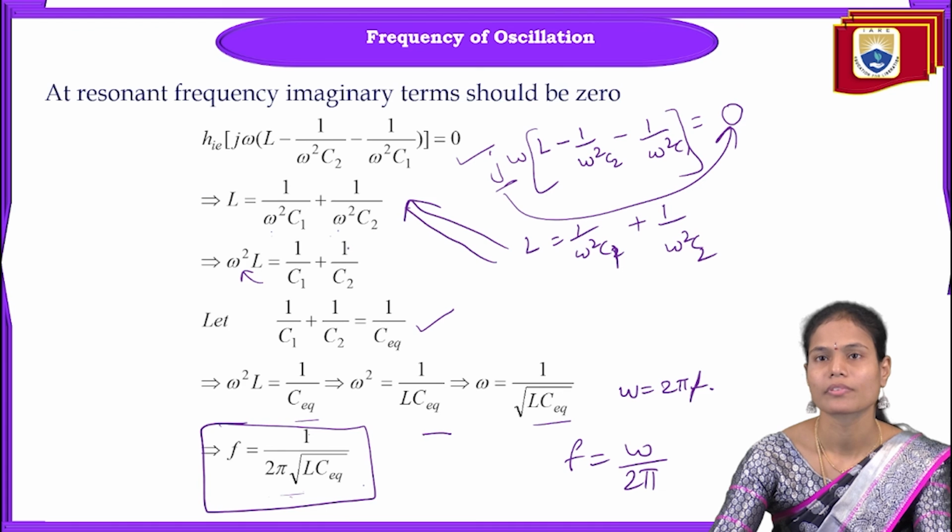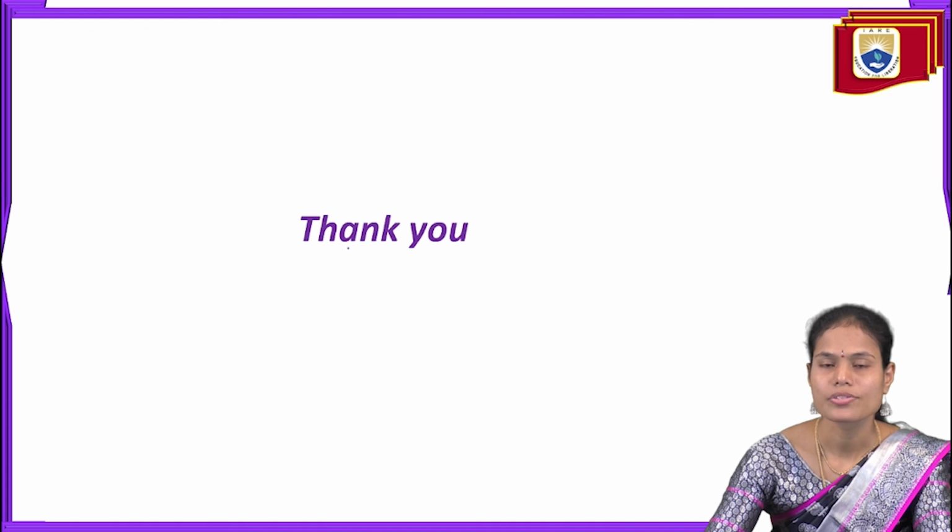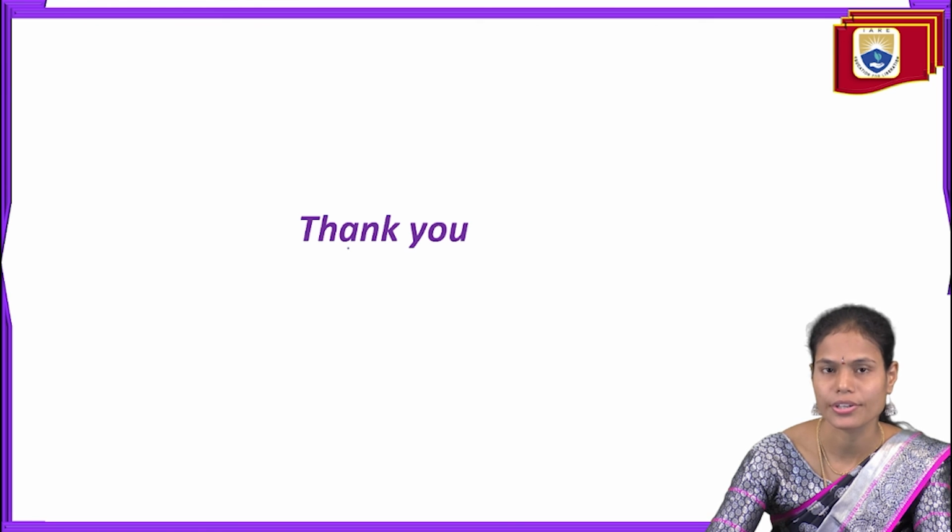So in this session, we have seen what is meant by the LC tank circuit, and how oscillations are generated from the LC tank circuit. We have also seen how the Hartley oscillator is formed and the analysis of the Hartley oscillator, and also the Colpitts oscillator construction, as well as its working principle, the frequency of oscillation and the gain of the Colpitts oscillator. Thank you.